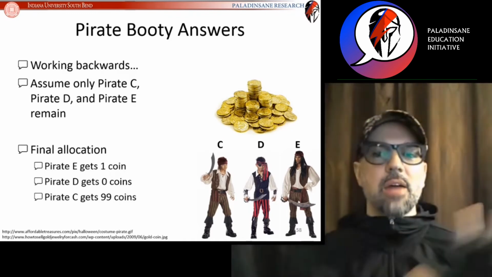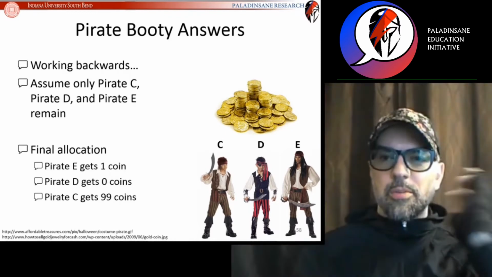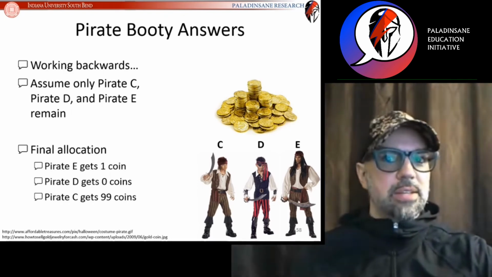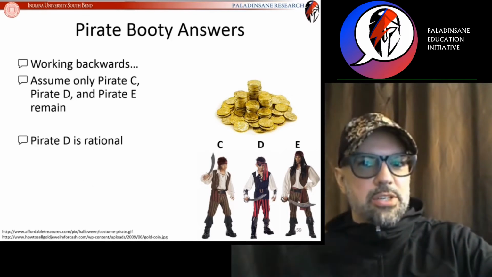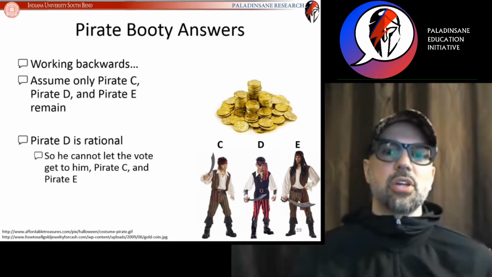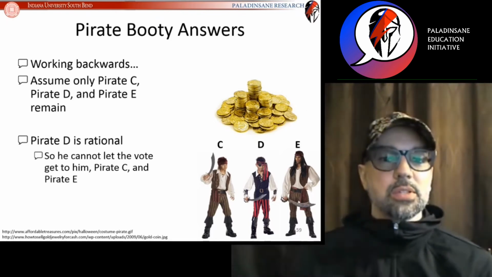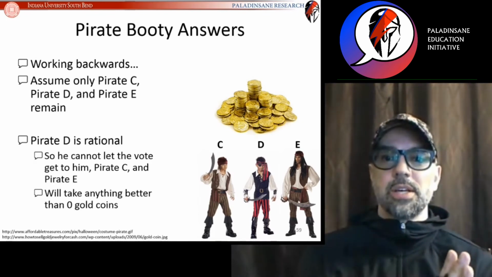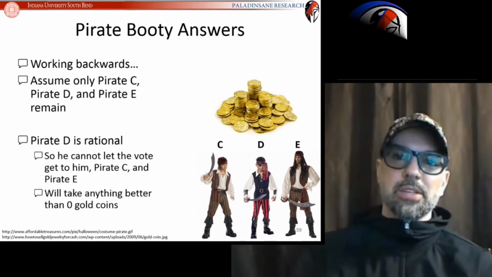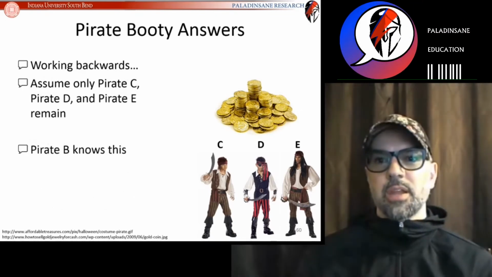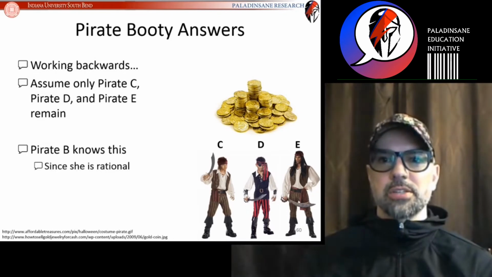Now notice that now this is a horrible situation for Pirate D. So Pirate D cannot let it get down to only 3 pirates. And because Pirate D is rational, he knows that he can't let it get down to him, Pirate C, and Pirate E. He cannot let it get down to only 3 pirates. So he will take anything better than 0 coins on the previous vote. And because Pirate D is rational, he knows this. But more importantly, Pirate B also knows this because she is also rational.